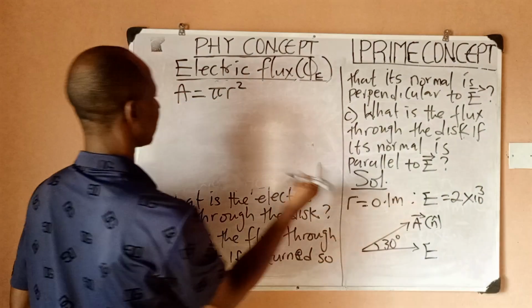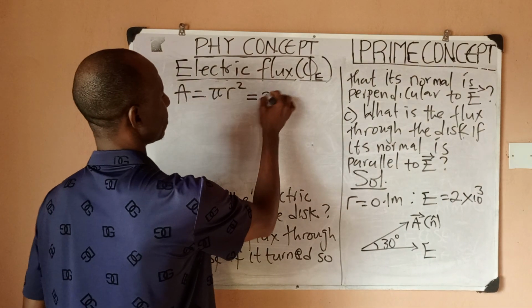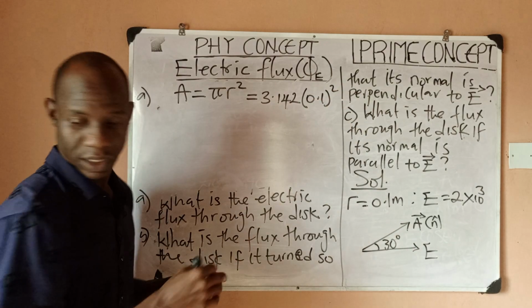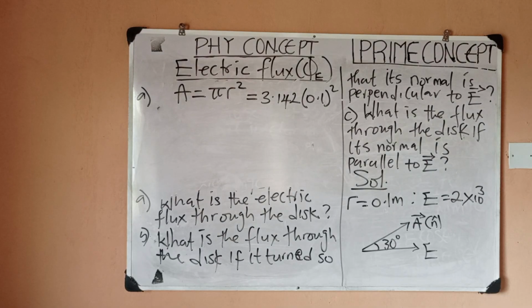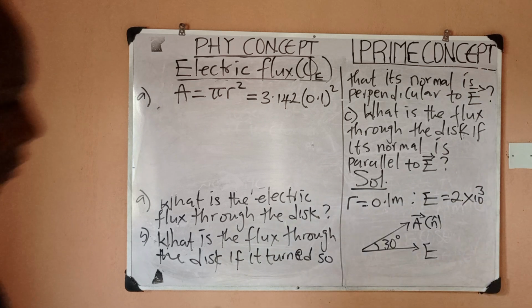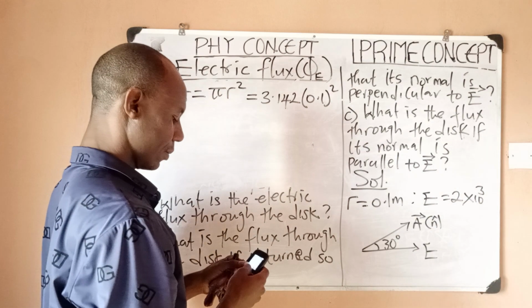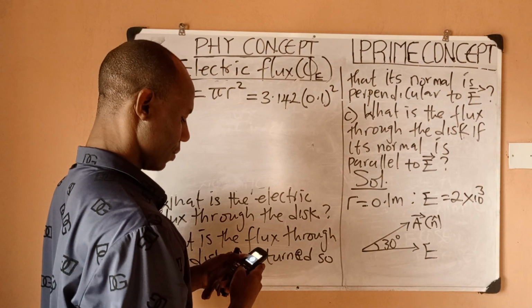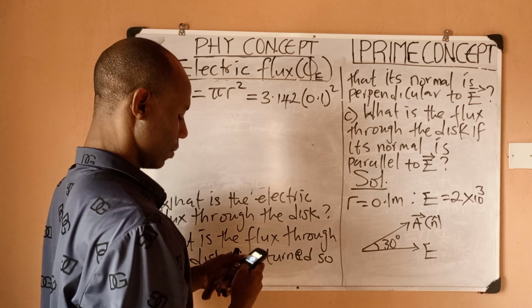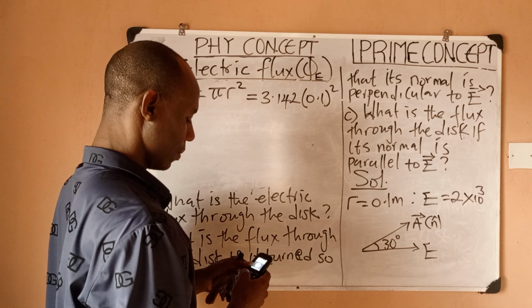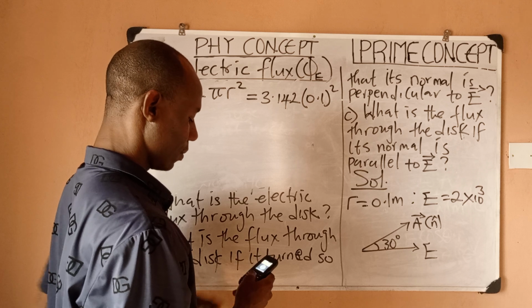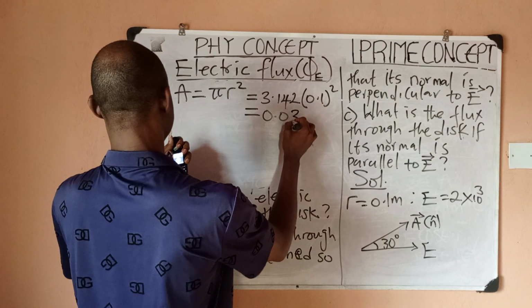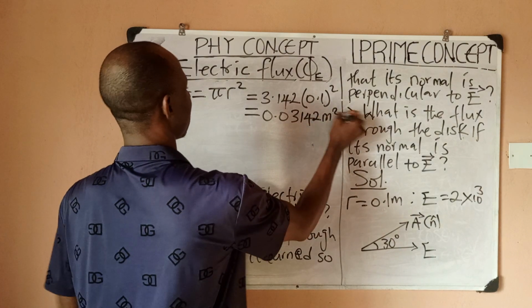Remember the radius is in meters, the SI unit. So I have pi, which is 3.142. R squared is 0.1 squared. So if I quickly punch this, I have my area is going to be 0.03142 meters squared. So this is my area.